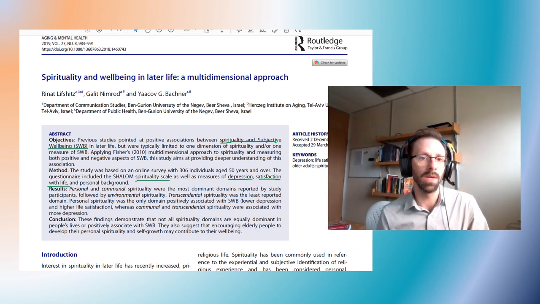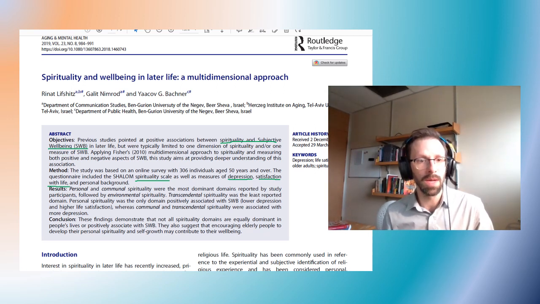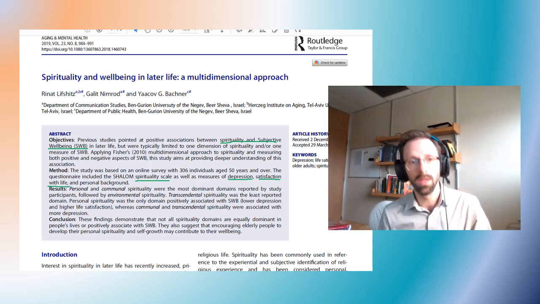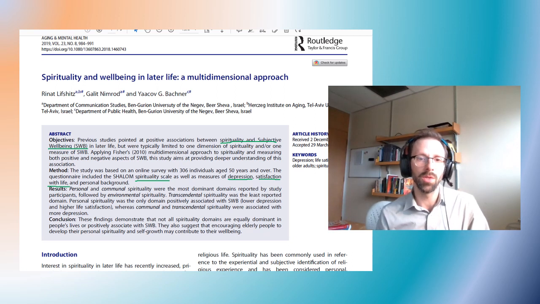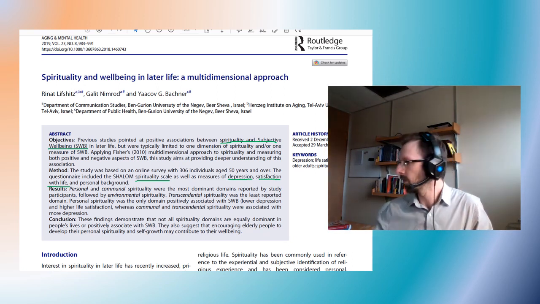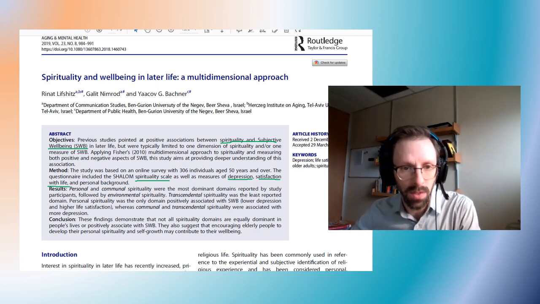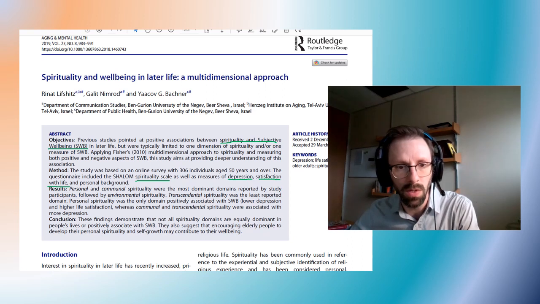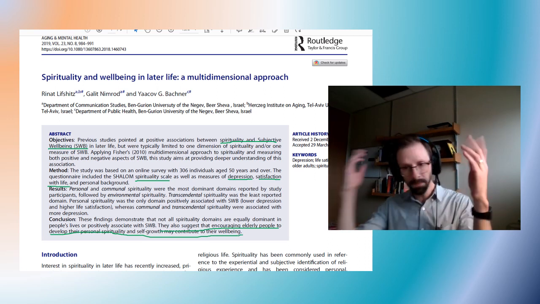These findings demonstrate that not all spirituality domains are equally dominant in people's lives or positively associated with subjective well-being. They also suggest that encouraging elderly people to develop their personal spirituality and self-growth may contribute to their well-being. Now, if you're doing a project on spirituality and well-being, well, hey, even this statement is useful to you, right?